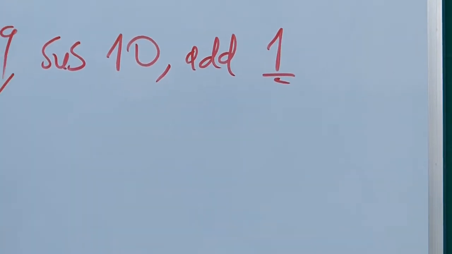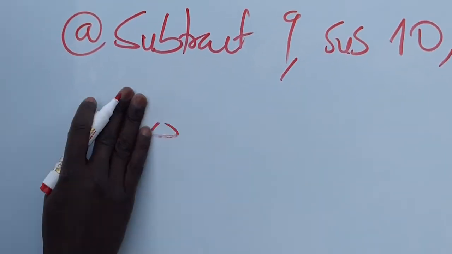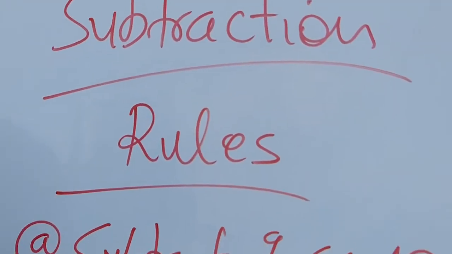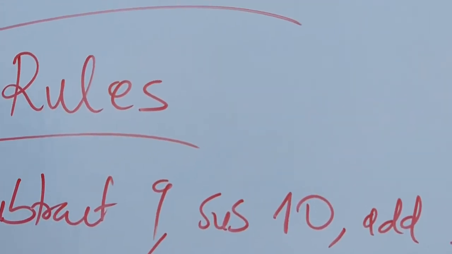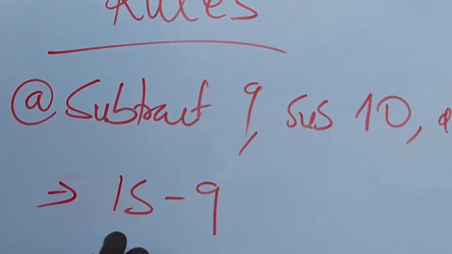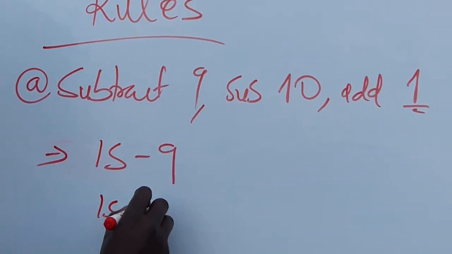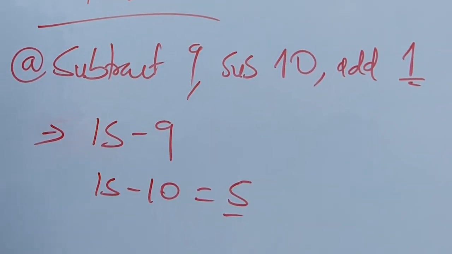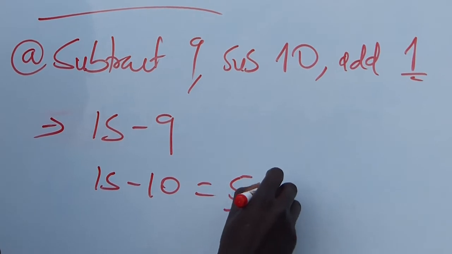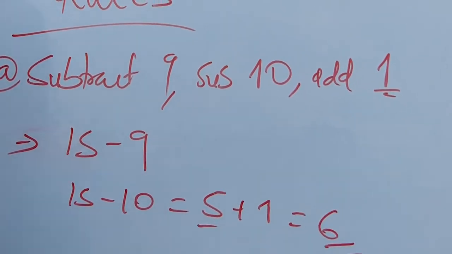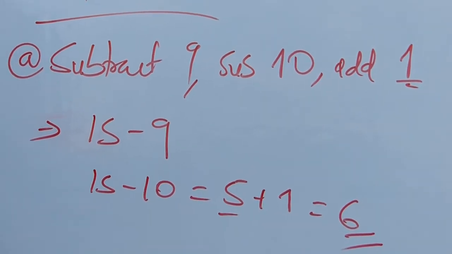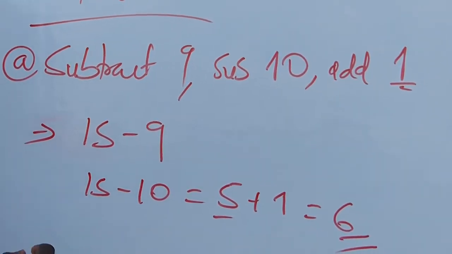What am I saying? For example, if you have 15 minus 9, okay? What you're going to do is assume 15 minus 10 gives you 5. So in that case, you're going to add 1 to this, so that gives you 6. Like this, you're going to do your subtraction very fast, just because you're using that method.